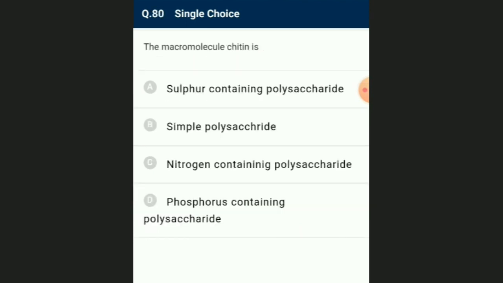Question number 80. The macromolecule chitin is. Chitin is a nitrogen containing complex homopolysaccharide. It is a large molecule made up of repeating units of N-acetyl glucosamine joined to each other with the help of beta linkages. So the answer is option C, nitrogen containing polysaccharides.